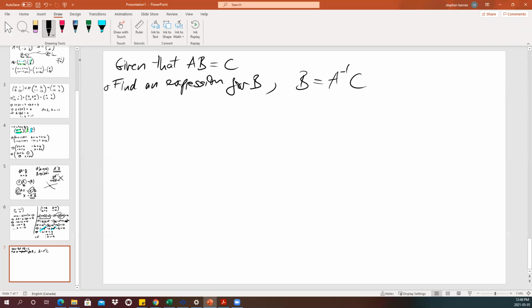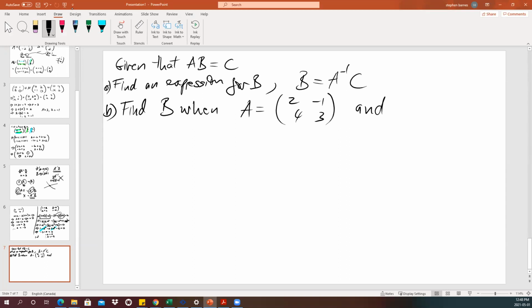Then the next one says find B when A is [2, -1; 4, 3] and C is [3, 6; 1, 22]. I don't know why I put that big 22 in there, but it's their question, right? They should know how it's simplified nicely and whatever.